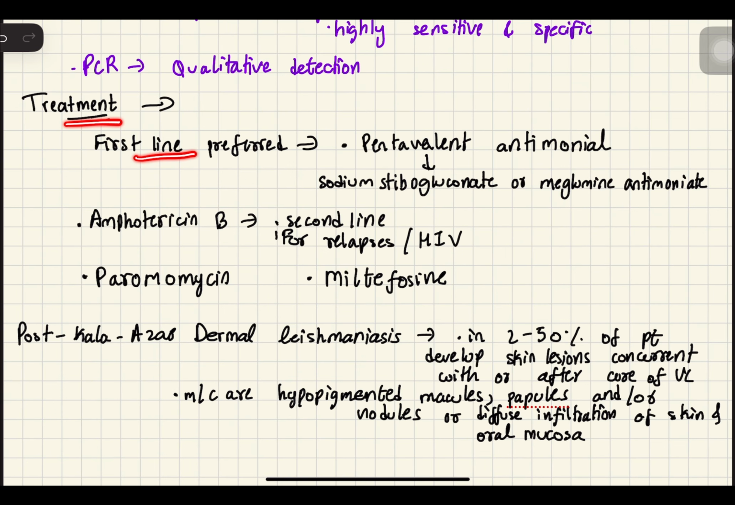Treatment. First line preferred drug is pentavalent antimonial, meaning sodium stibogluconate or meglumine antimoniate. And second line choice, or for relapses or HIV associated leishmaniasis, you have to give amphotericin B, liposomal amphotericin B. Remember, for pentavalent antimonial, watch for cardiotoxicity. And others are paromomycin or miltefosine. Miltefosine, remember here, should not be given in pregnant patients.